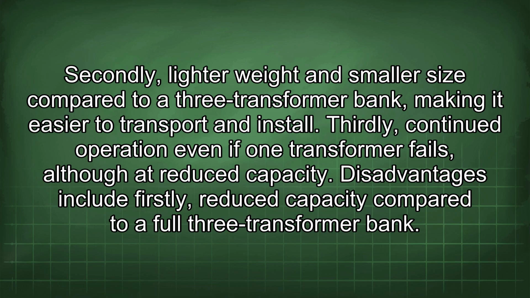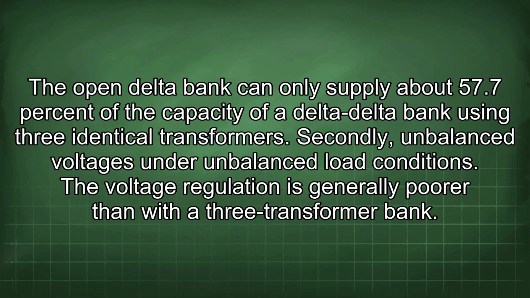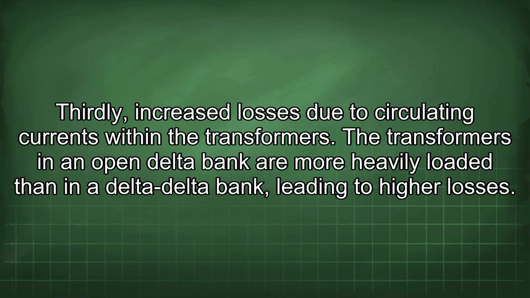Disadvantages include firstly, reduced capacity compared to a full three-transformer bank. The Open Delta bank can only supply about 57.7% of the capacity of a delta-delta bank using three identical transformers. Secondly, unbalanced voltages under unbalanced load conditions. The voltage regulation is generally poorer than with a three-transformer bank. Thirdly, increased losses due to circulating currents within the transformers. The transformers in an Open Delta bank are more heavily loaded than in a delta-delta bank, leading to higher losses.